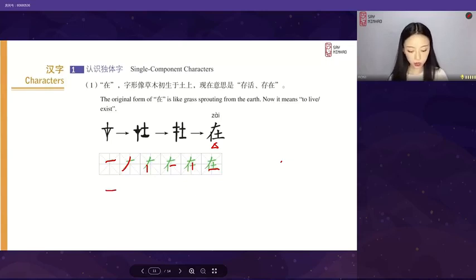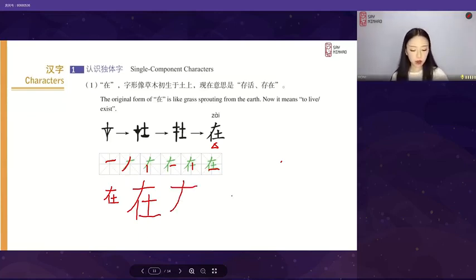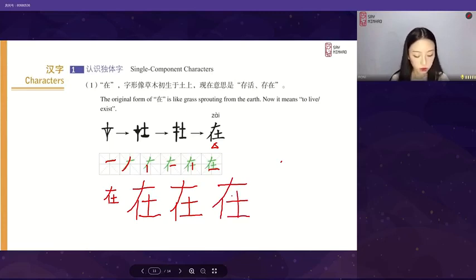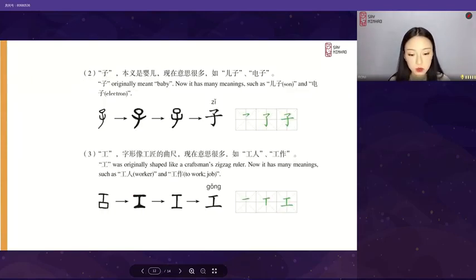First, a horizontal, and then a left turning, and then a vertical here, and then a horizontal, and then vertical, and then horizontal. Let's try again. Horizontal, left turning, vertical, horizontal, vertical, horizontal. Okay, try again. Okay, this is zài. Try again, please. It is a little bit complicated. Horizontal, left turning, vertical. Horizontal, vertical, horizontal. Okay, this is zài. Now let's move on to the next one.